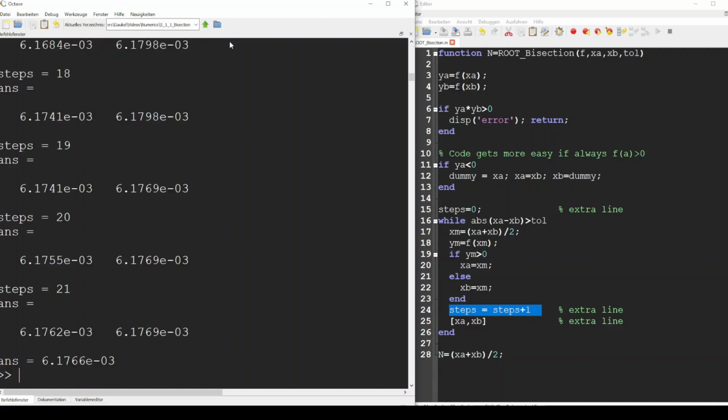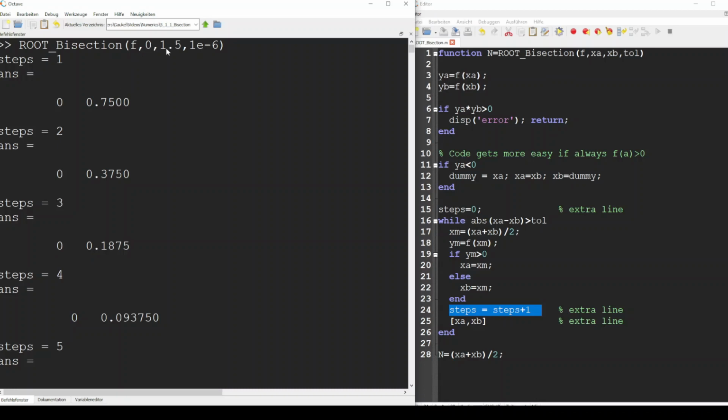And now let's run that function, and we see the following. We start with the interval 0 to 1.5, then the midpoint is 0.75. We evaluate at that point, and it turns out that the value of the function has the same sign as at the position 1.5. So we exchange 1.5 for 0.75. Then we take the midpoint, this is 0.375, evaluate the function, and find out it has the same sign as at this position, so we exchange the right-hand side again.